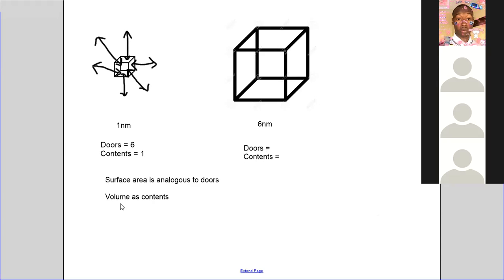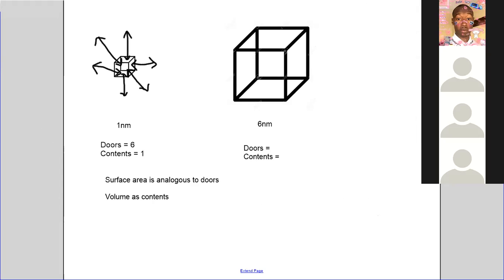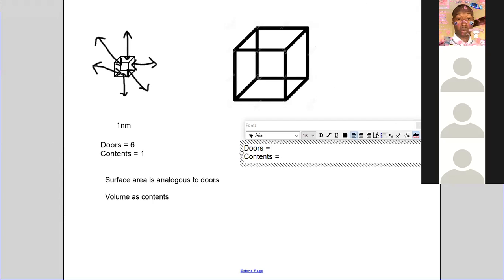Oh, it's not 6. Let me go back. Let's go back and look. How many doors? We went from 1, now we're over to 6. You're looking at your ratio. I think we did a good job. So what are my doors equal to? How many doors do I have? You're looking at your ratio on your table that you made.